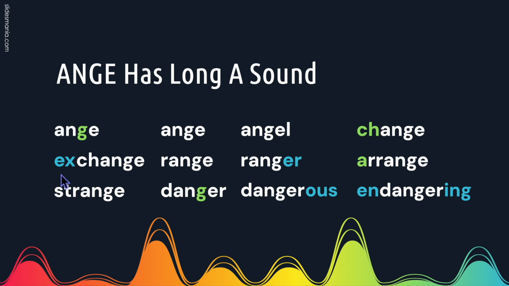We can add prefixes. Exchange. Range. We can add suffixes, and it doesn't change the sound. Ranger. Arrange. Notice that an A at the beginning of a word often schwas, which means it has a muffled sound. Strange. Danger. We can add other suffixes. Dangerous. We can add a prefix and a suffix. Endangering.